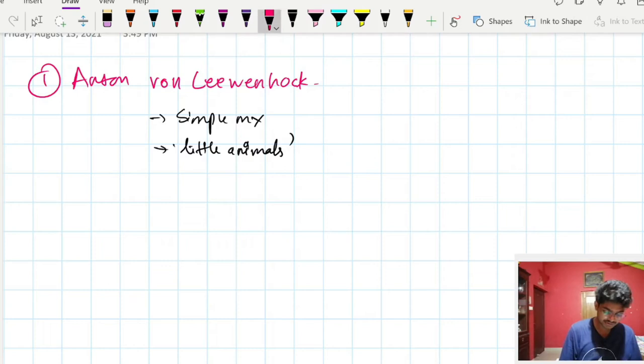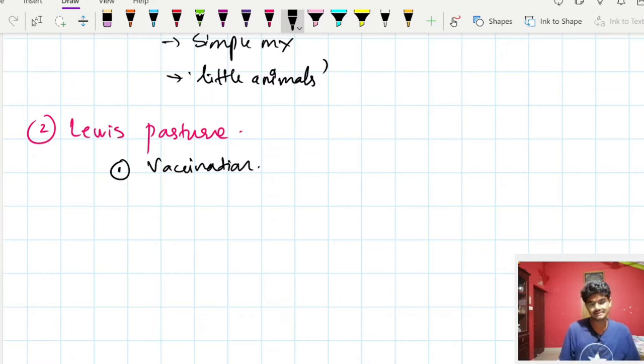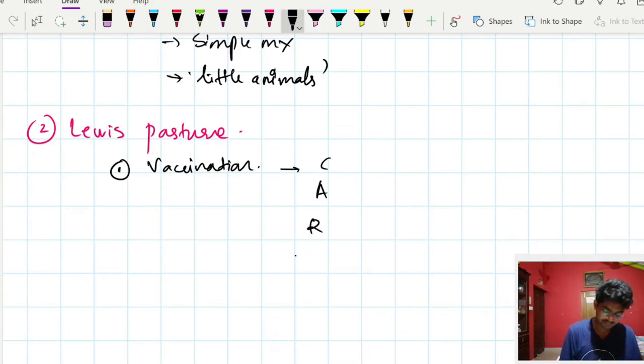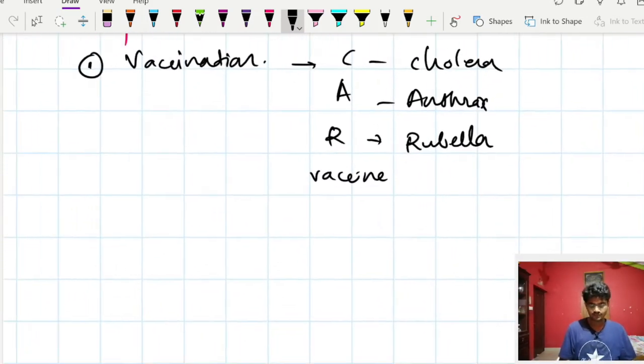The next scientist we have to study is none other than the famous Louis Pasteur. Louis Pasteur has contributed a lot to the field of microbiology. There are about six innovations, I think. Firstly, his innovation includes vaccination. The first vaccination was found out by Louis Pasteur. He found vaccines for mainly three bacteria, known as CAR vaccines: C for cholera, A for anthrax, and R for rabies. These are the CAR vaccines found out by Louis Pasteur.